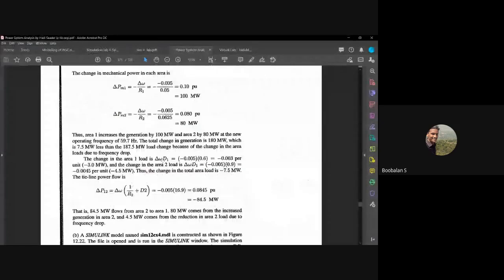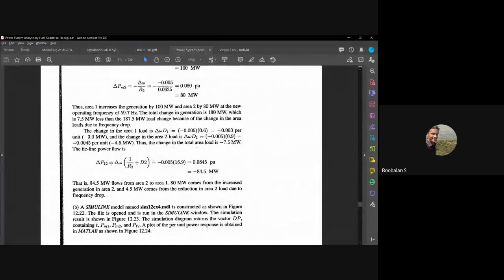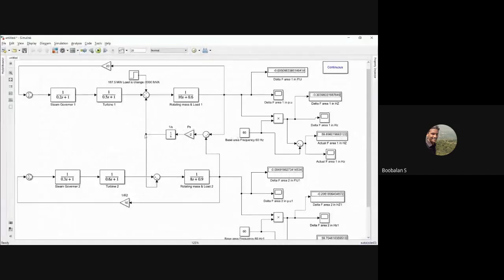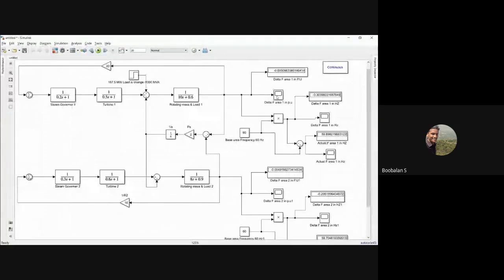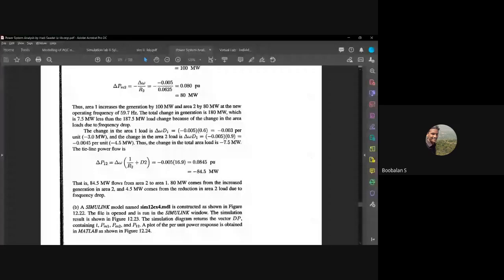Now delta P1, which we are going to calculate, which is 1 by R2 plus D2 into the change in frequency, which is now minus 0.05. We'll see one more display. I need a display once again. We'll verify with that once again. Wait. Minus 0.08. That is 84 megawatt flowing from area 2 to area 1.